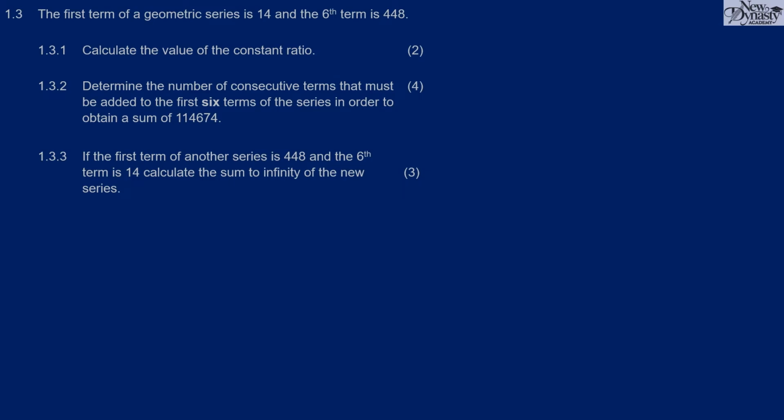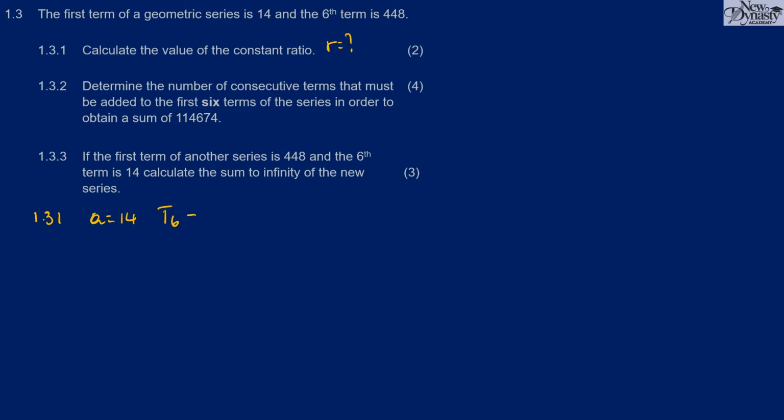1.3. The first term of the geometric series is 14 and the sixth term is 448. The first question says calculate the value of the constant ratio, which is r. We're basically calculating r here. Now let us look at what is given. We are given the first term, which is a. Let's write down what is given. We are given a, that is 14, and the sixth term, t6, and we are told that it is a geometric series.